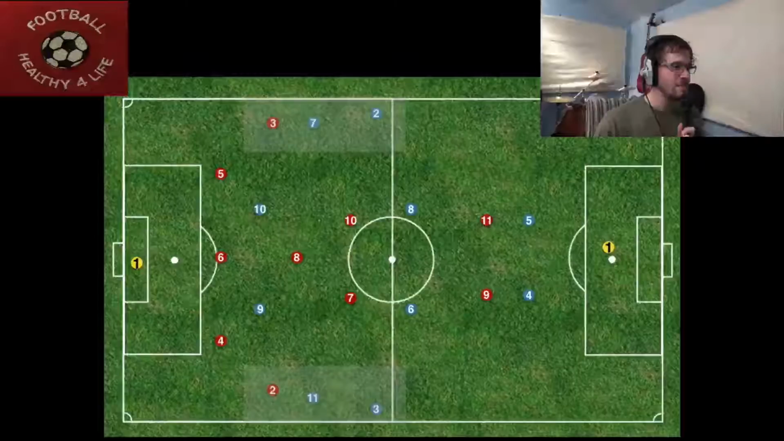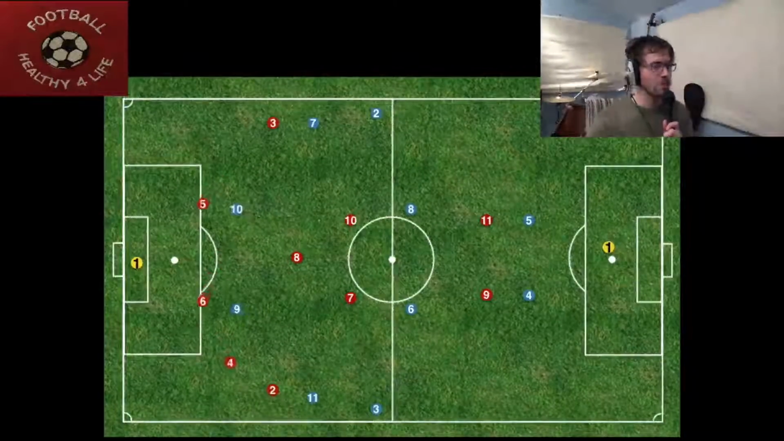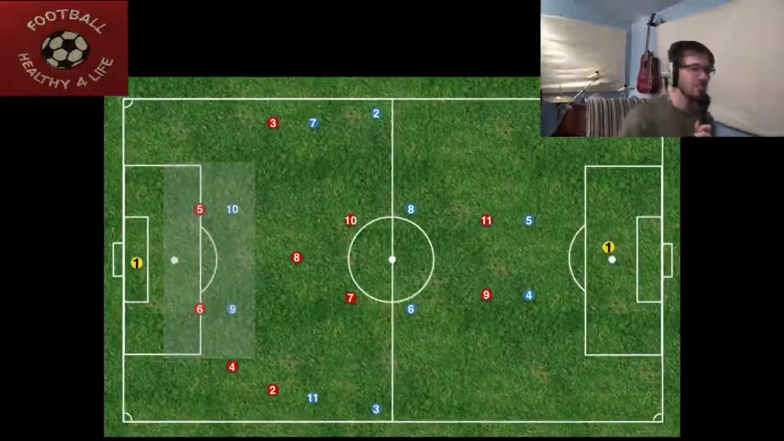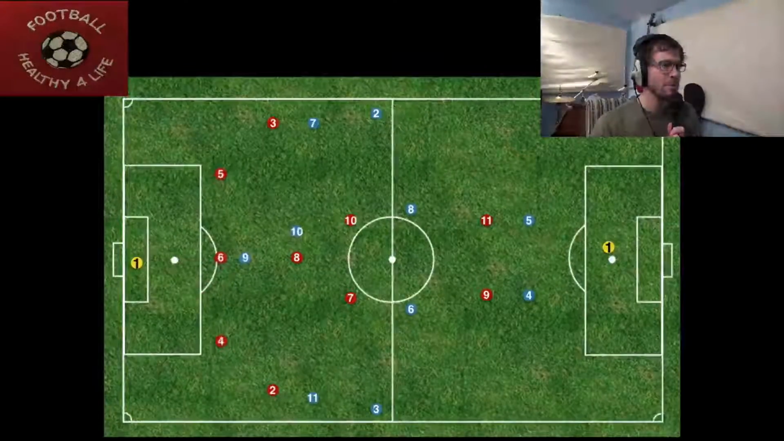Now naturally we would respond to this by shifting over, so the 4 would come over to support the 2, but that leaves 2v2 at the back, which is not ideal, so we'd want number 8 to drop back in that situation, but we'll look at that again in another video properly.